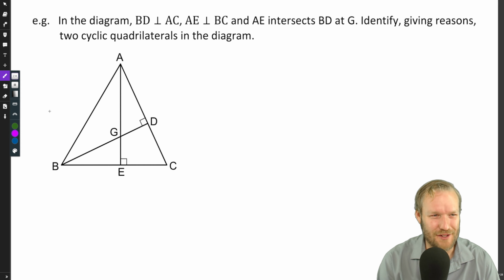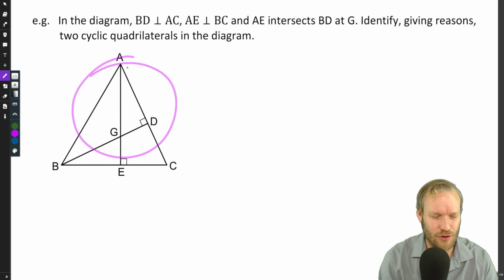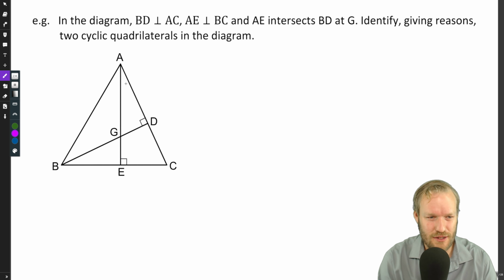Welcome back, grade 11s, and we've got a second example here of trying to find cyclic quadrilaterals. So we're given this and we're imagining, is there somewhere that we could draw a circle through 4 points? Well, there aren't too many options here, to be honest, but let's just read through the information we're given.